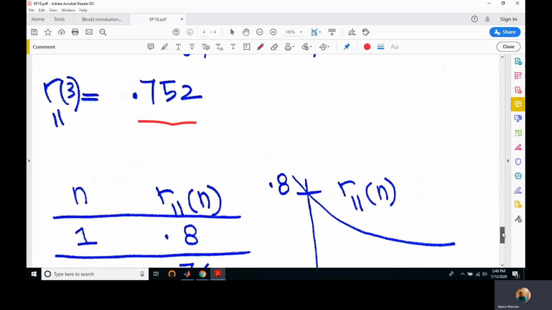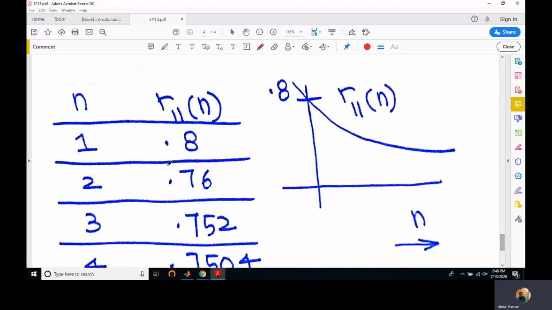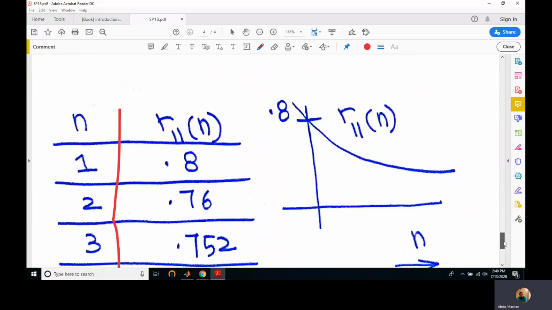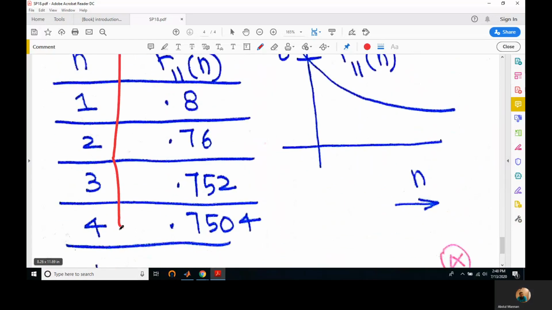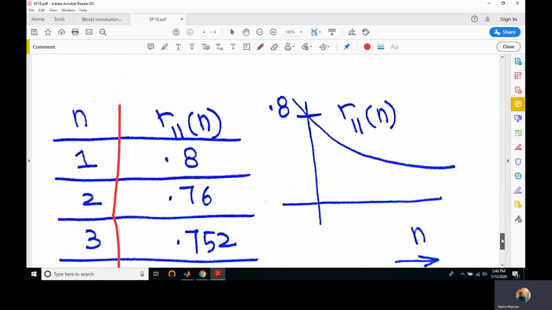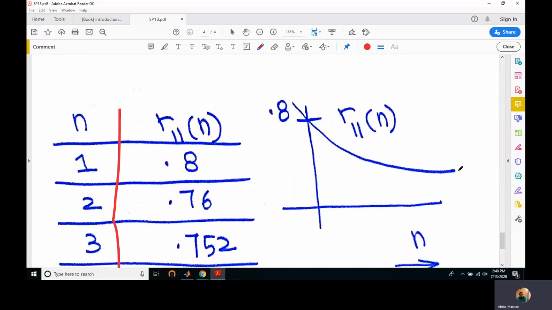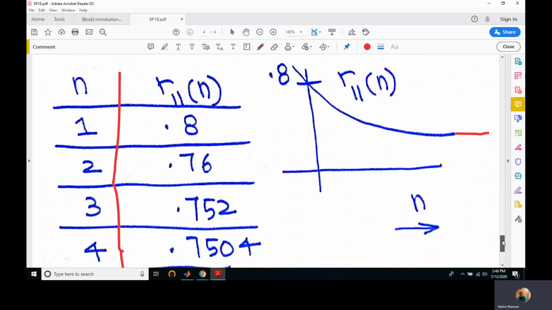So when I put these values of R11 in a table versus n, I observe that the values decrease and they are going to settle. They are going to saturate at a certain value. So most of the time we see the values settle in Markov chains. These R's, as n increases, all R's are going to settle.